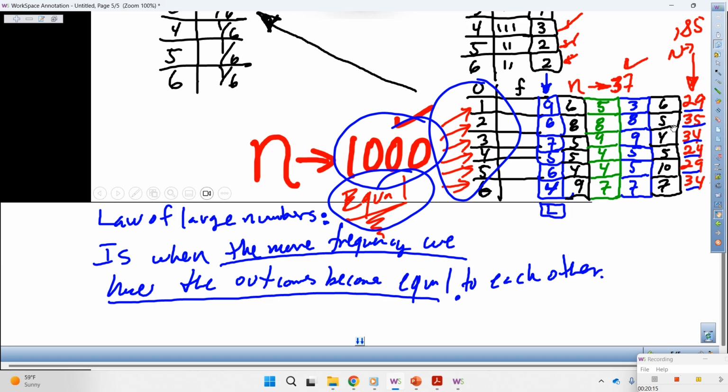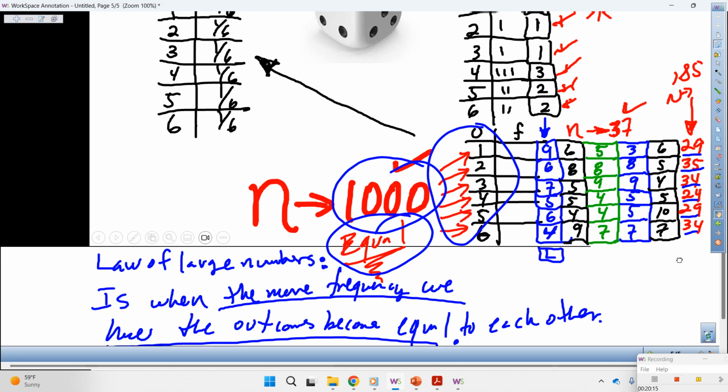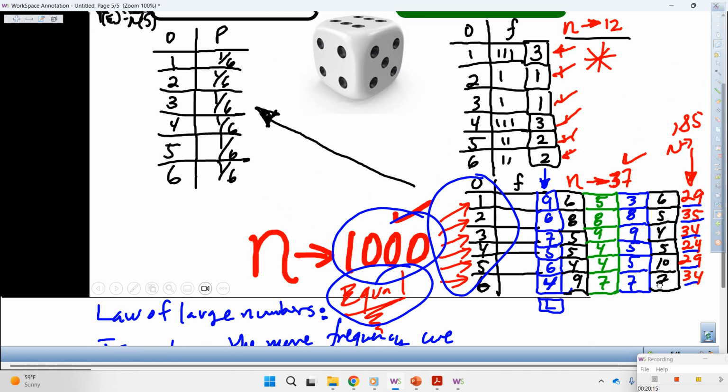Law of large numbers. Make sure you keep that in mind. That's going to be also part of your homework. Make sure you do your practice today.